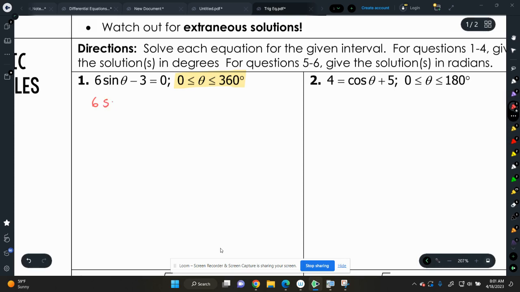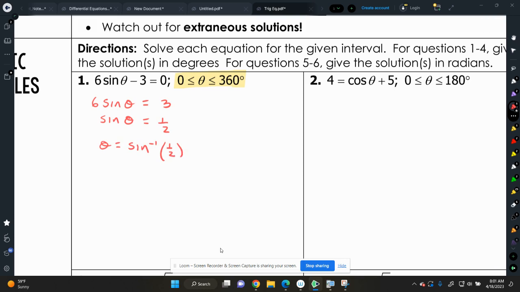All right, so in order to solve this, I need to isolate the theta. So we're going to do 6 sine theta, add 3 to both sides, and then divide by 6. So we get 1/2. So that means theta equals the inverse sine of 1/2. And somebody from the other class was asking, do you have to write that? Yes, you do.